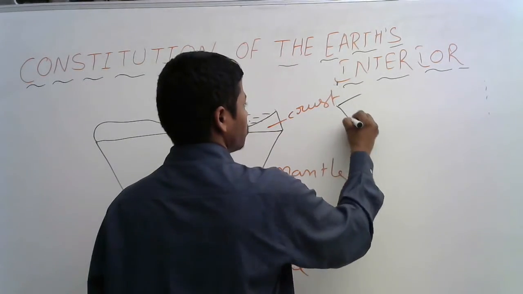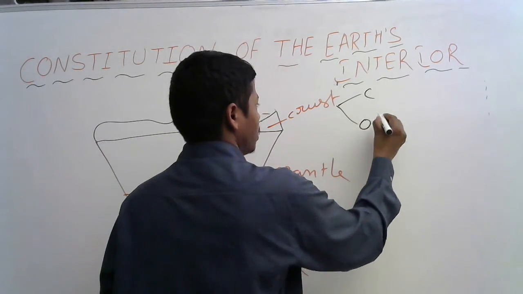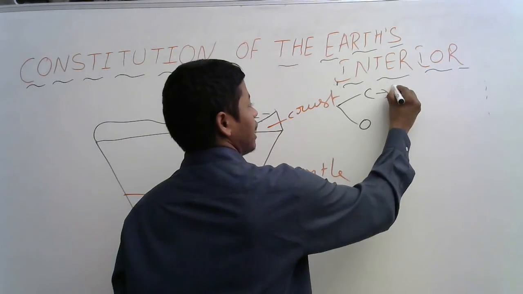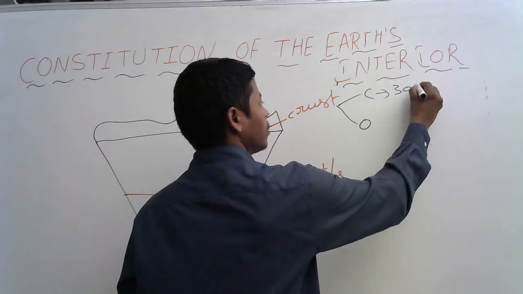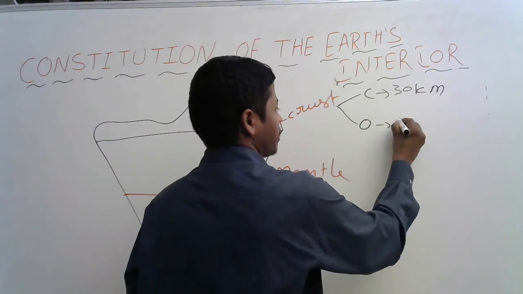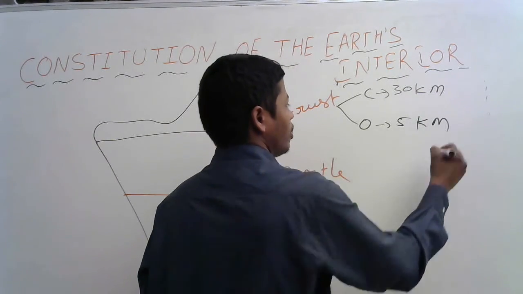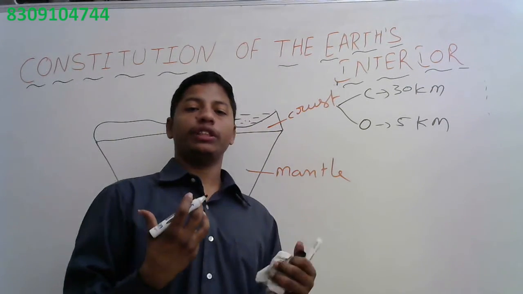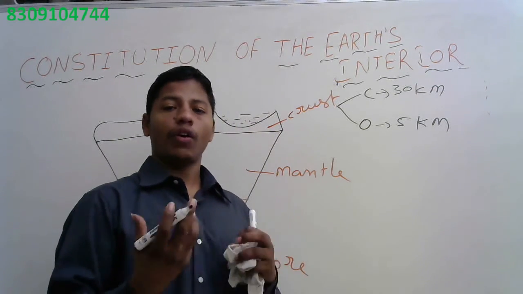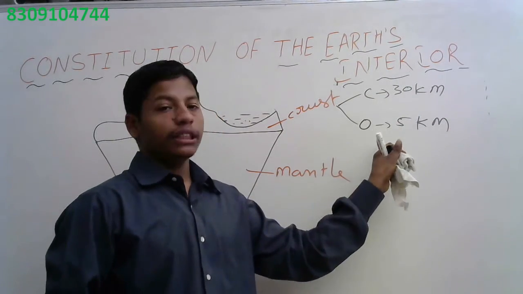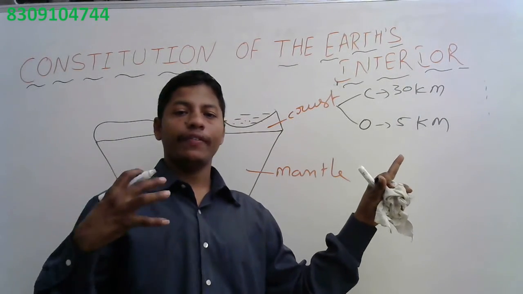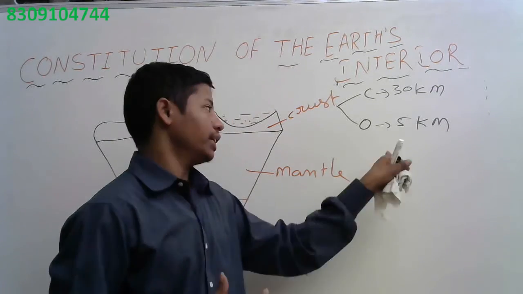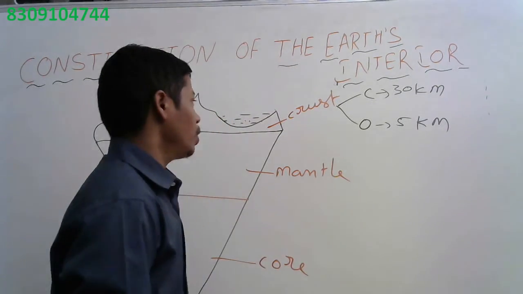Crust is of two types, continental and oceanic. Continental crust has an average thickness of 30 kilometers. Oceanic crust is 5 kilometers. But which is heavier in weight, continent or ocean? Ocean is heavier. Why? Because the oceanic plate contains heavy minerals, silica and magnesium.